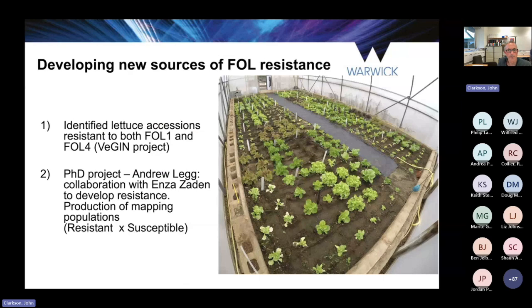So part of this work was done as part of the Vegetable Genetic Improvement Project funded by DEFRA, and we screened the whole diversity set that we have from the gene bank here at Warwick, and we identified resistance to both race 1 and race 4. And then in a PhD project with Andrew Legg, we had a collaboration with Enza Zaden, where we were developing resistance also through production of mapping populations. So that would be for future genetic analysis.